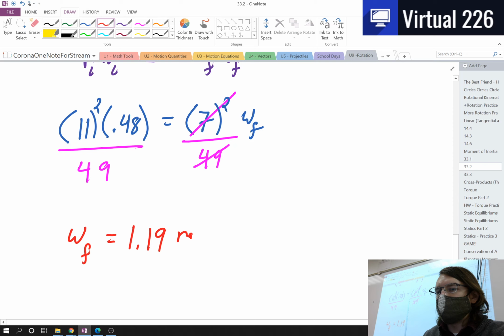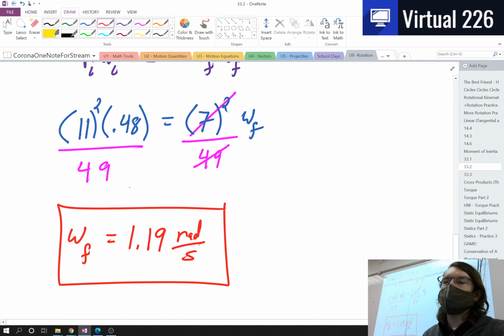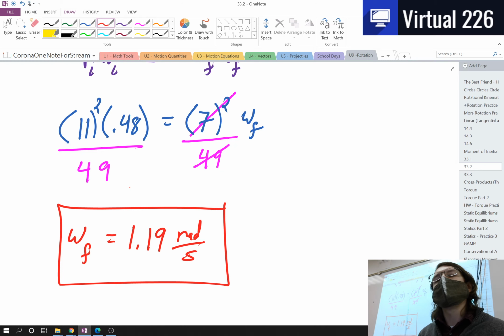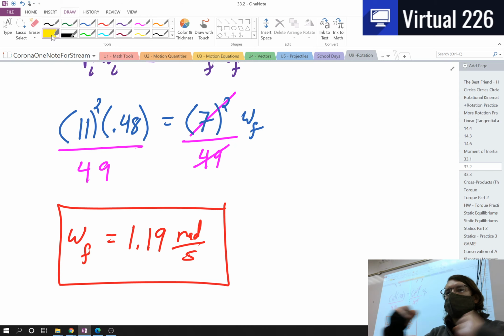1.19 radians per second. So we do see here that our astronauts, as they've closed that distance, as they've pulled that tether in, as they've shrunk and become closer to their axis of rotation, their final angular velocity has increased just like we predicted, just like a figure skater who pulls their arms in.